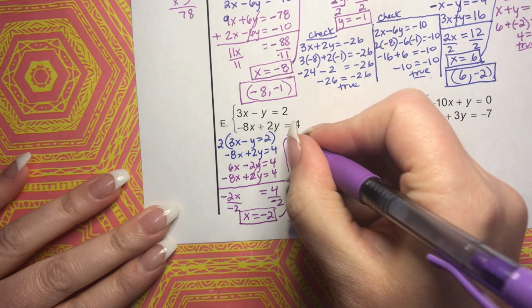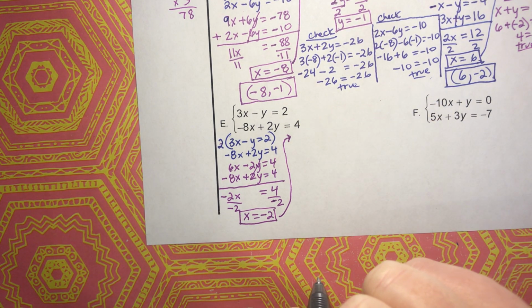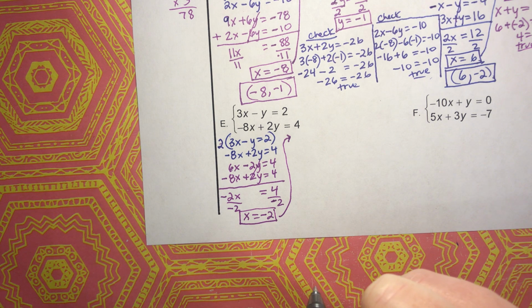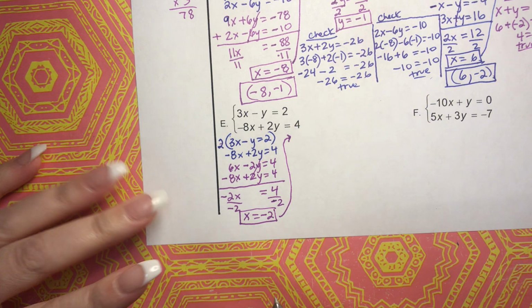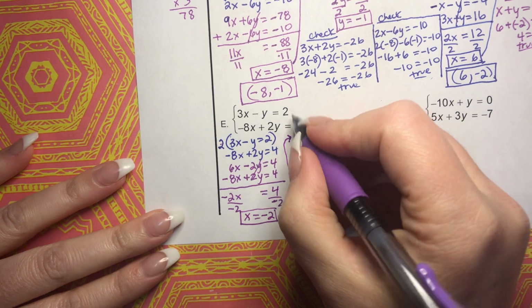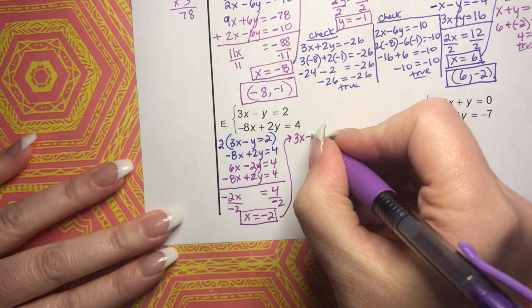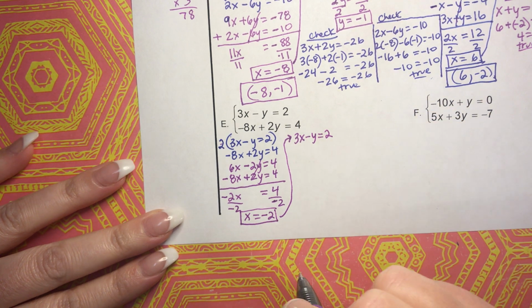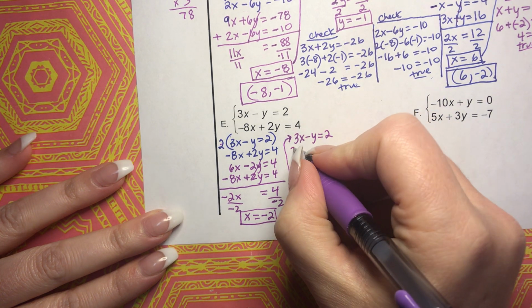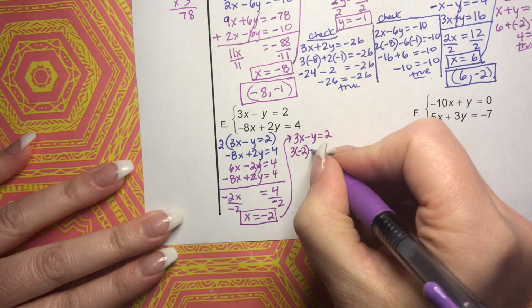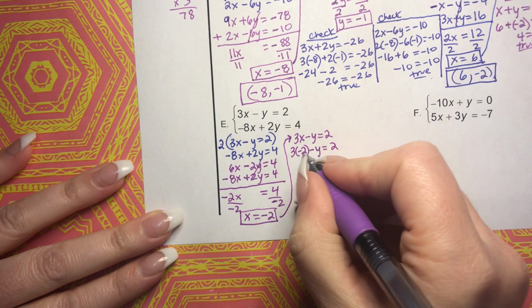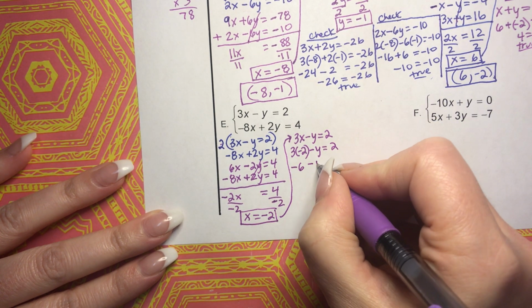Let's go ahead and rewrite it here. I don't know if I should go higher or not. Decisions. I think I'm just gonna go here. What equation? I'm going with this one. 3x minus y equals 2. Plug in -2. Okay, 3 times -2 is -6.